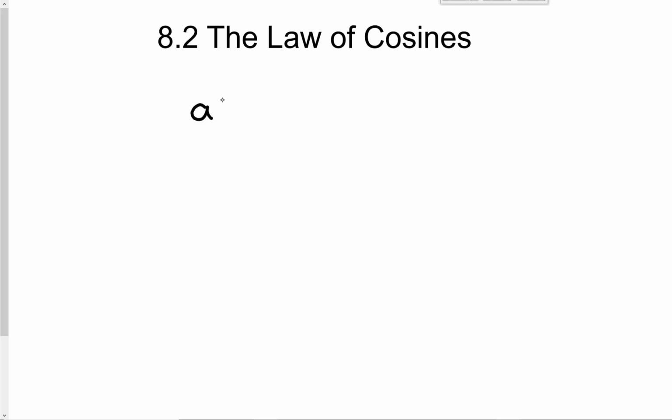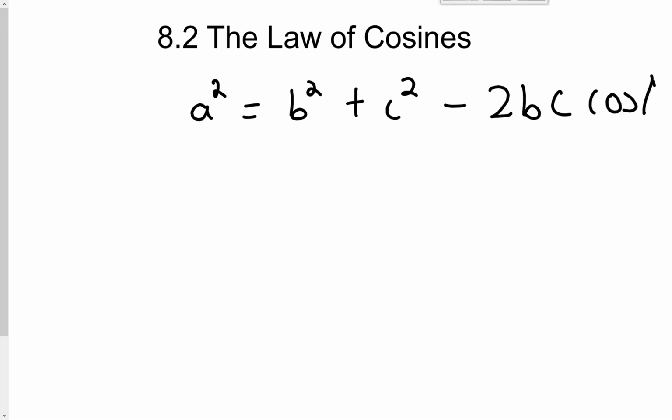If I'm looking for a side, and all of these are solved for a side, so a squared, that means it's squared, right? So you're going to have to square root your answer here. I take the other 2 sides and square them, add them together, and then subtract 2 times those 2 sides, cosine of the angle opposite the side you're trying to solve for, okay?